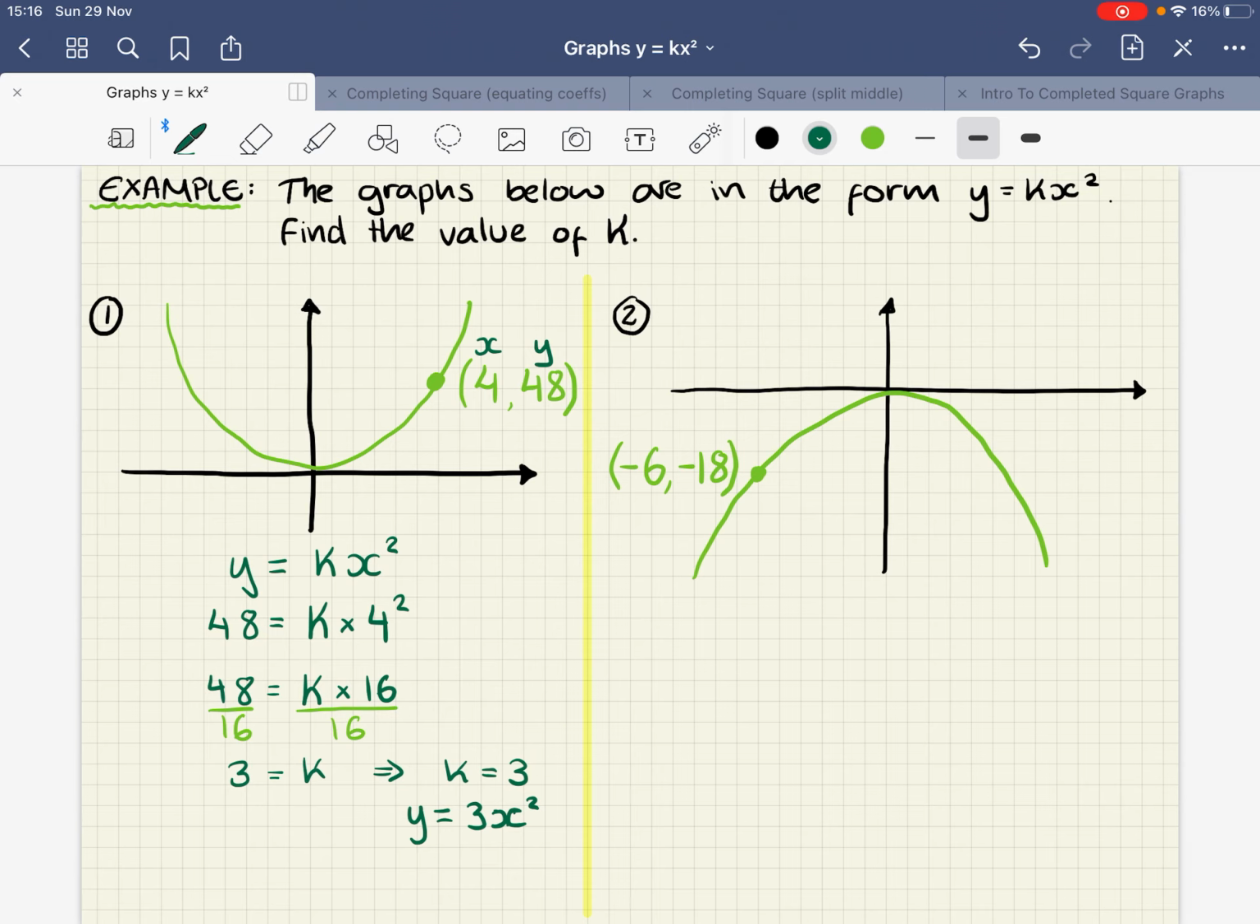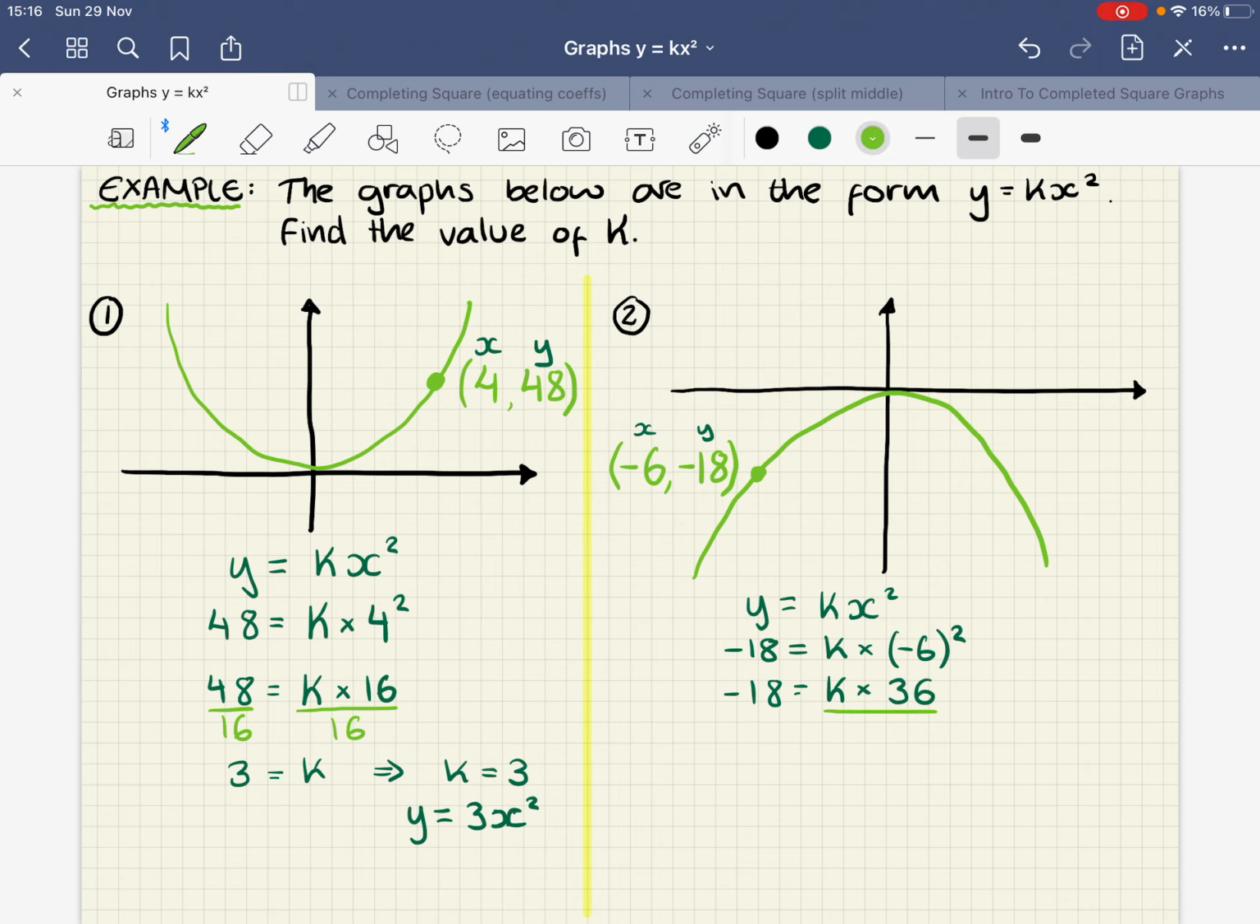All right, so let's take a look at this next one here. So again, I'm going to be using my formula of y equals kx². So that's my x and that's my y. So I'm going to have minus 18 equals k times negative 6 squared. Then negative 6 squared, double negative makes a positive, so that's going to be 36.